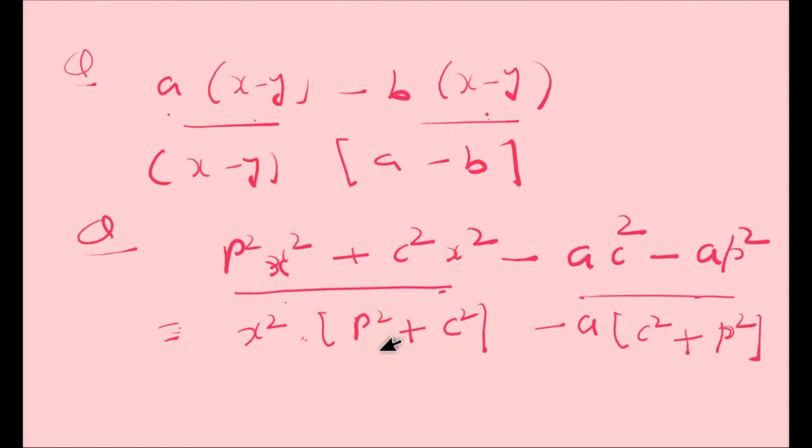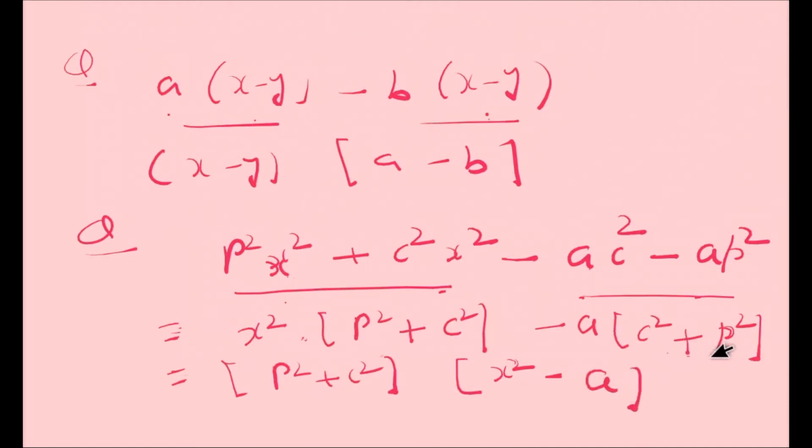So now in the pairing method we have already told you that again something should be common. So we can see here this whole bracket is common. Now this question is similar to this question. So we take the full bracket common, that is p square plus c square. And what is left here? In the first term x square is left and minus in the second term a is left.